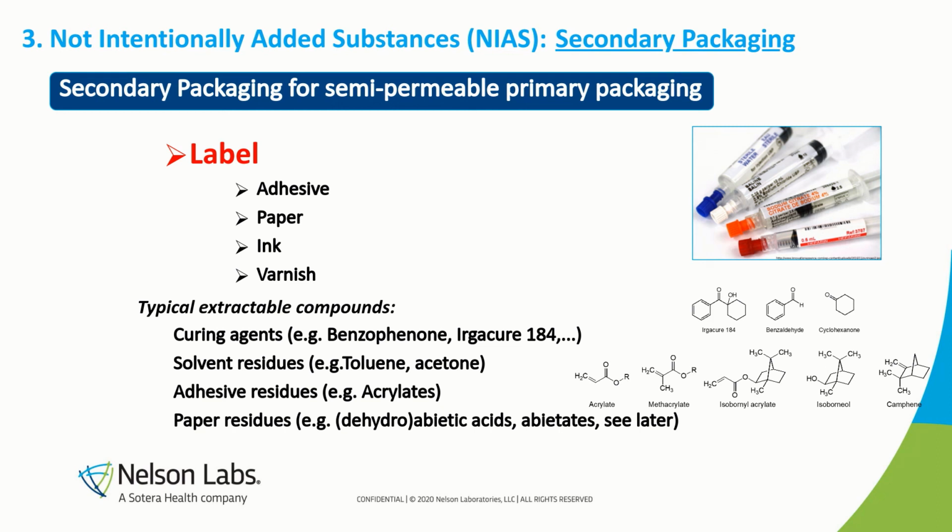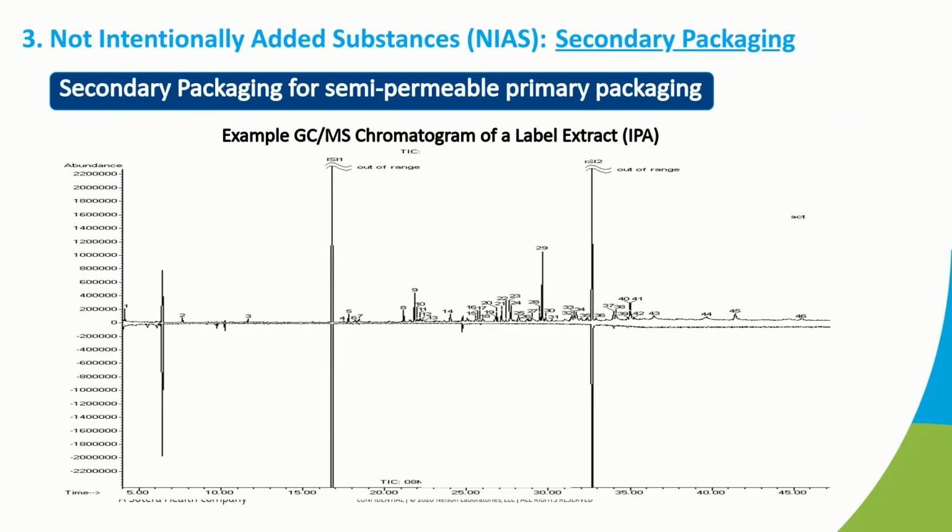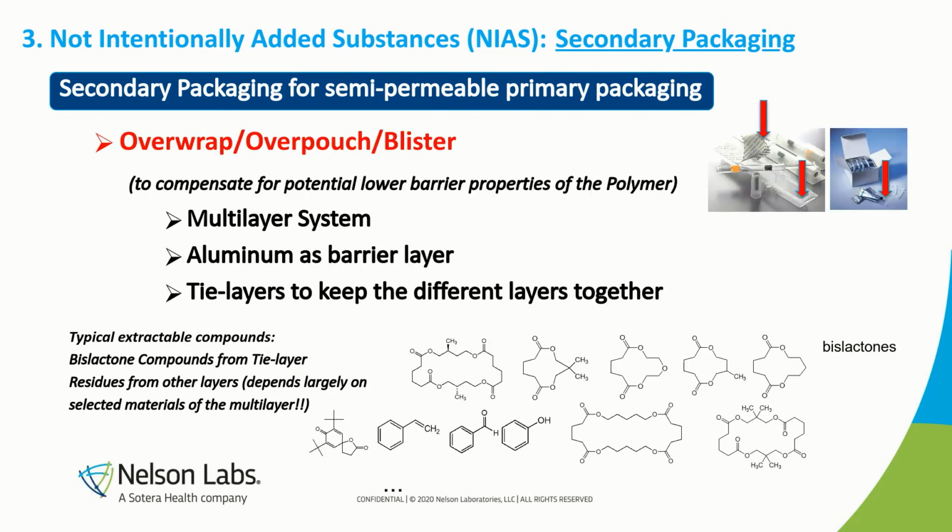That doesn't necessarily mean that everything will migrate through the semi-permeable packaging, but there are certain compounds that are more prone to migration than others. And I've listed some of the examples here. This is an example of an extraction study on the label, just to explain how complex the composition of a label could be. We see, I think, 46 peaks here being present on the label.